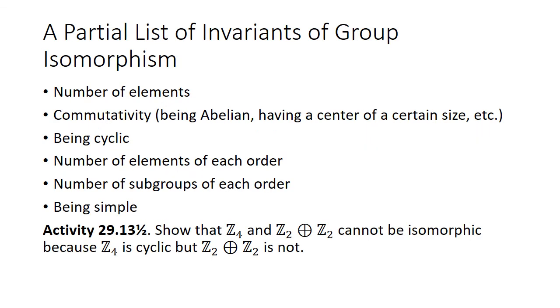Okay, so here's a partial list of some invariants of group isomorphism, and there are more than these, but these are some ones that we know about already. So there's the number of elements. Two groups have got to have the same number of elements.